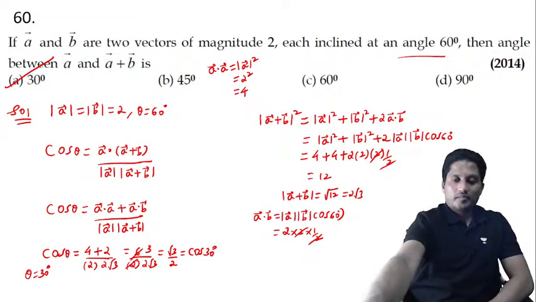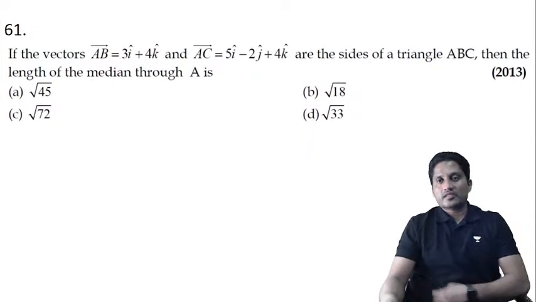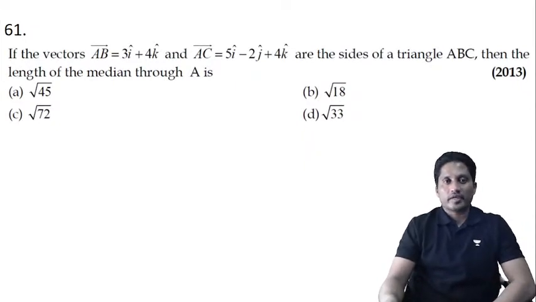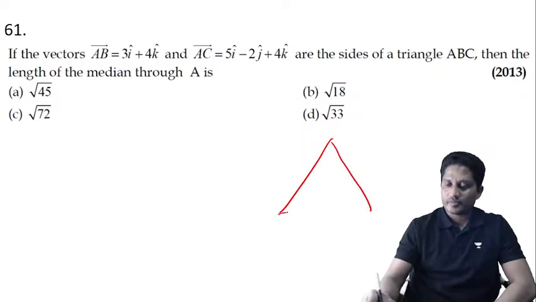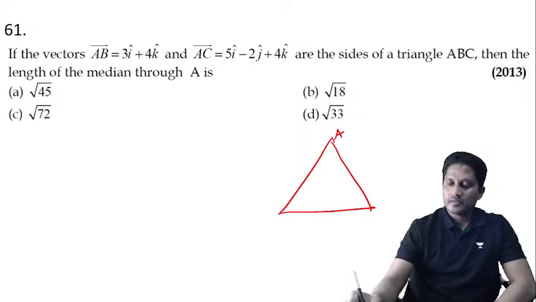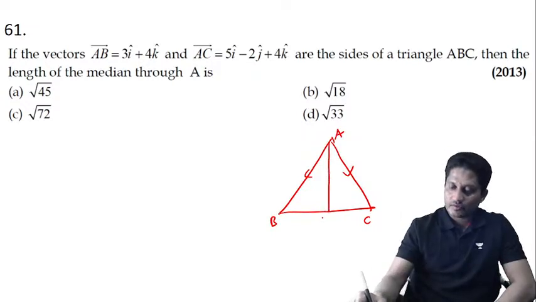Right. Let's move to the next question. If the vectors AB and AC are sides of the triangle, then find the length of the median through A. So there's one more question, a similar type. In today's class we did a similar question that was asked in the 2020 paper. A, B and C. Alright, AB is given and AC is given. You should find the length of the median through A.